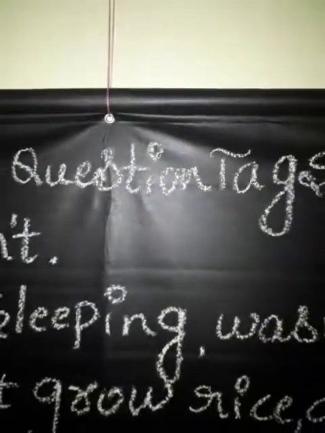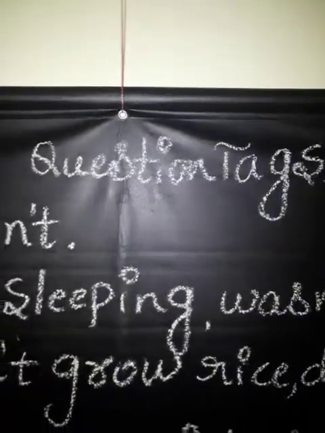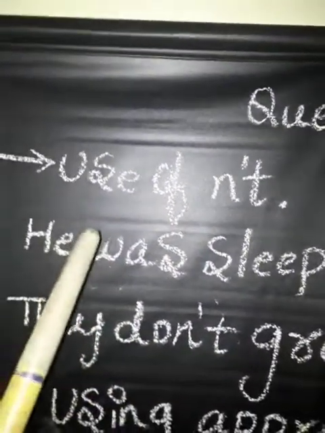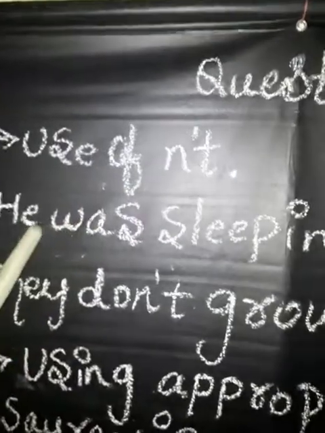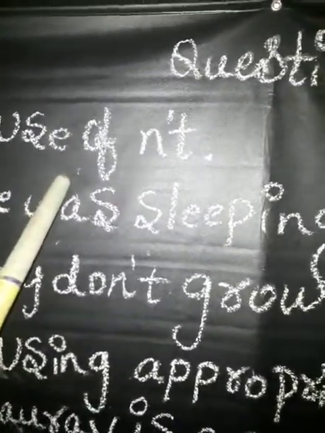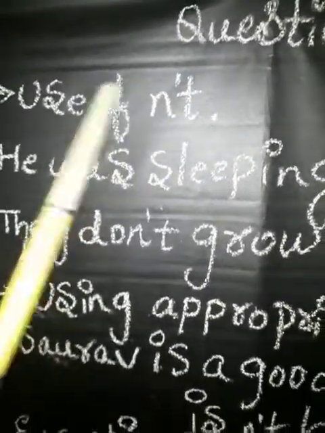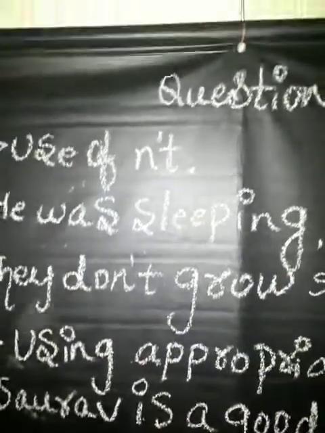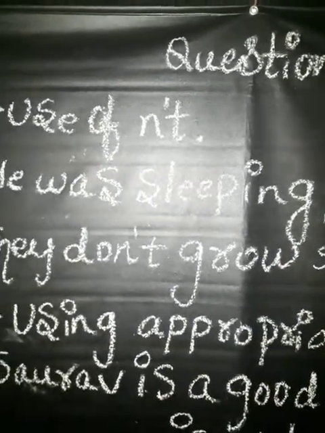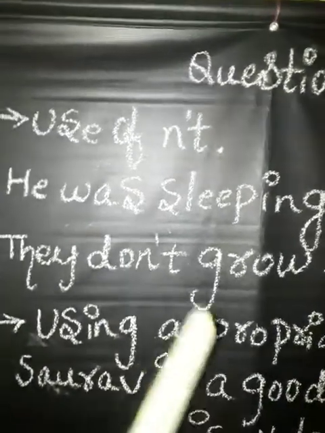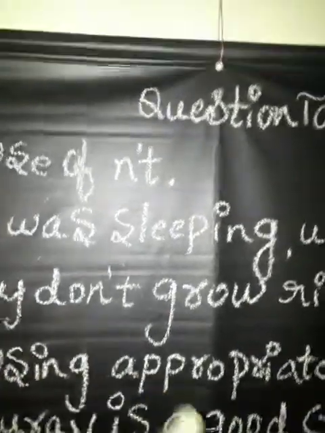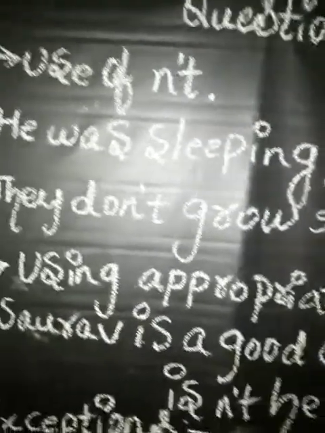Coming to the second step while writing a question tag, the second step is use of not. It is quite simple. If the given statement or sentence is positive, we should write a negative question tag. If the given statement or sentence is negative, we have to write a positive question tag.